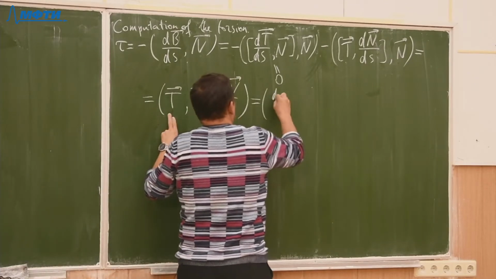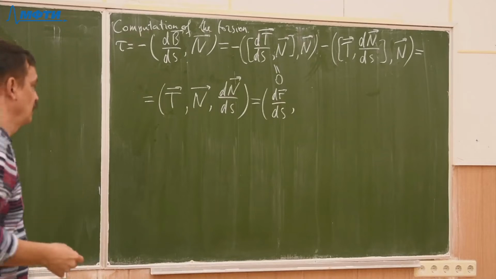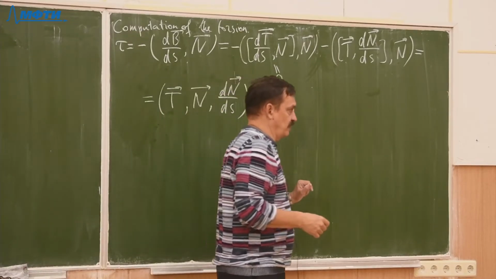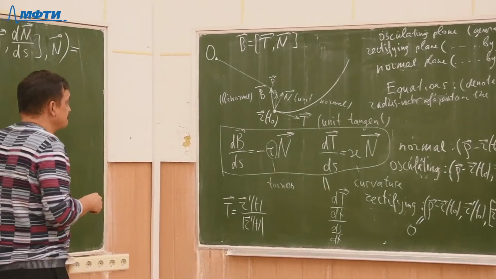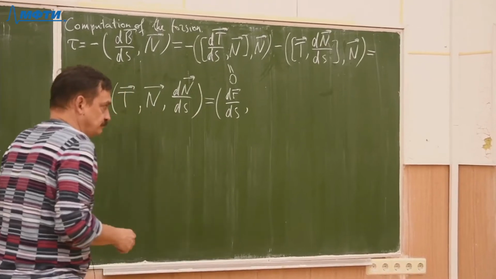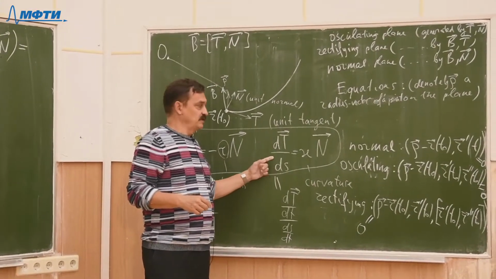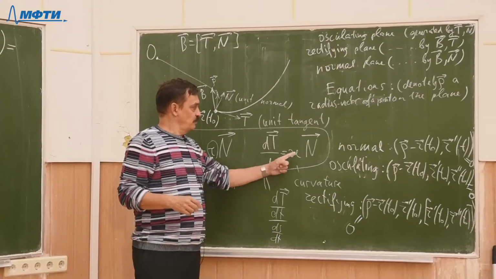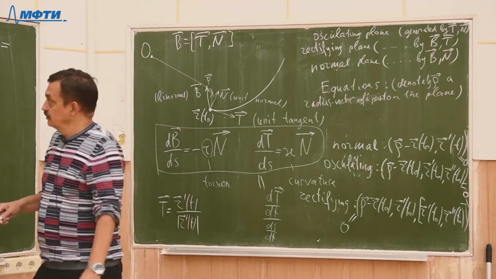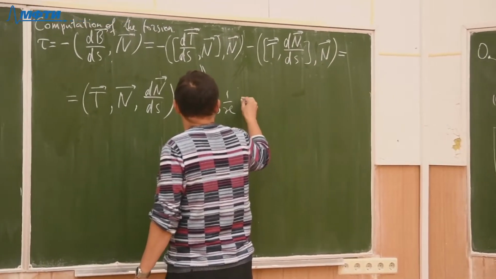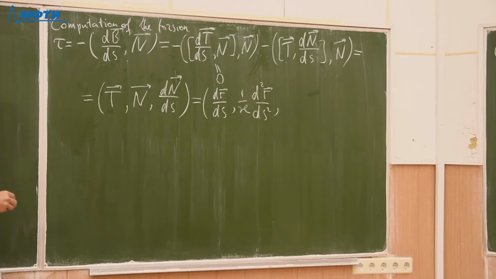Then this is dr over ds. That was definition of the tangent vector. Next is n. Let me recall one more formula. Yeah, it's here, you see. T is dr over ds, right? So n is what? Second derivative of r over ds twice divided by kappa. 1 over kappa times second derivative over ds twice. That is n, right?